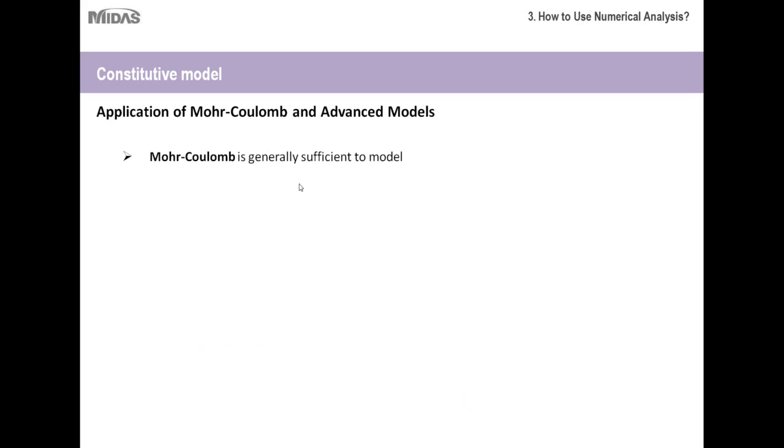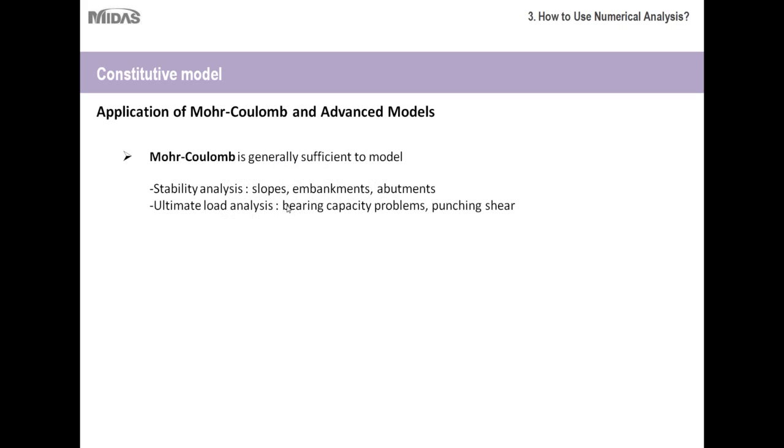Mohr Coulomb is generally sufficient to model these specific project types. Stability analysis for slopes, embankments, and abutments. Also ultimate load analysis, bearing capacity problems, punching shear. And then soil structure bond failure for ground anchors, soil nails, or geotextiles. So as you can see, this covers a very wide array of geotechnical problems, and it covers ones that are day-to-day or most common. So that's why the Mohr Coulomb model is so important to use and to understand, just because it's the one that's used the most often.